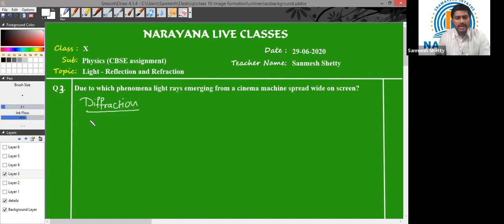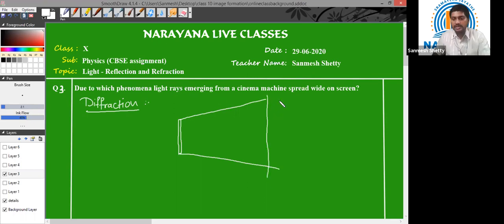Now, the diffraction topic is obviously not covered in this chapter, but still for your knowledge purpose, try to keep this in mind that diffraction occurs when light is passing through a thin or a narrow slit. So when light is passing through a thin or a narrow slit, it spreads out and reaches the region of geometrical shadow.